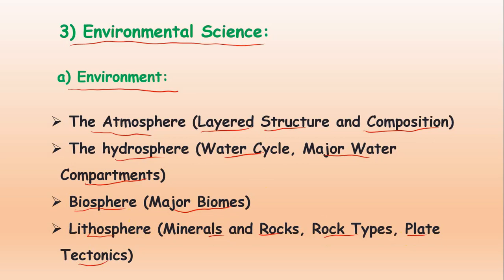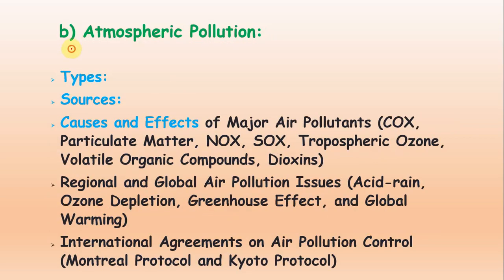This is the portion of the environment related to the atmosphere, layers, composition and structure of the atmosphere. Then the B part is the atmospheric pollution. Like in this we will discuss the types of atmospheric pollution, what are the sources, what are the causes and effects of the major air pollutants.